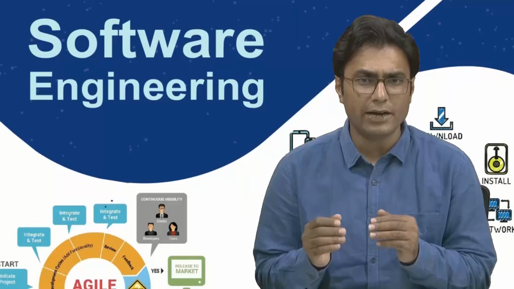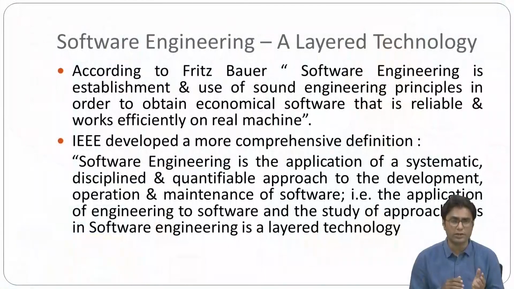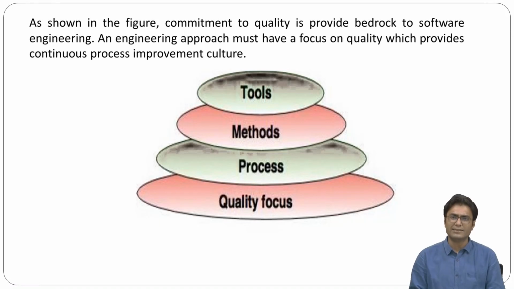According to IEEE, a more comprehensive definition is: software engineering is the application of a systematic, disciplined and quantifiable approach to the development, operation and maintenance of software. That is, the application of engineering to software, and the study of such approaches, as software engineering is a layered approach. So in the next slide, we can see the 4 layers of software engineering, where layer 1 is tools.